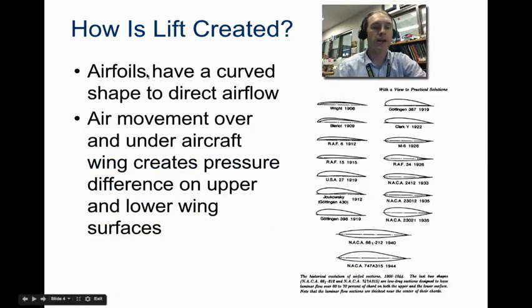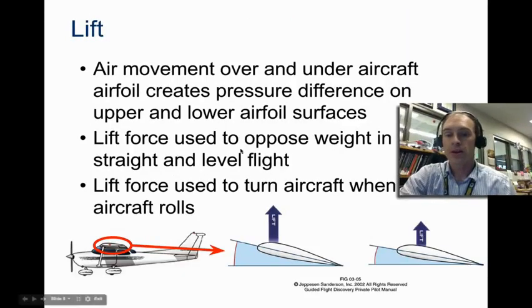So lift is created by airfoils. They have a curved shape to direct airflow. We've taken a look at this briefly. Here are a few examples of some different types of airfoils. Again, air movement over and under the aircraft wing creates pressure differences. Depending on which type of airfoil you have, you're going to get a greater pressure difference, or maybe even a greater downwash than you would on a different style of airfoil. So that's one thing that we're going to take a look at when you decide which airfoil design you want to create.